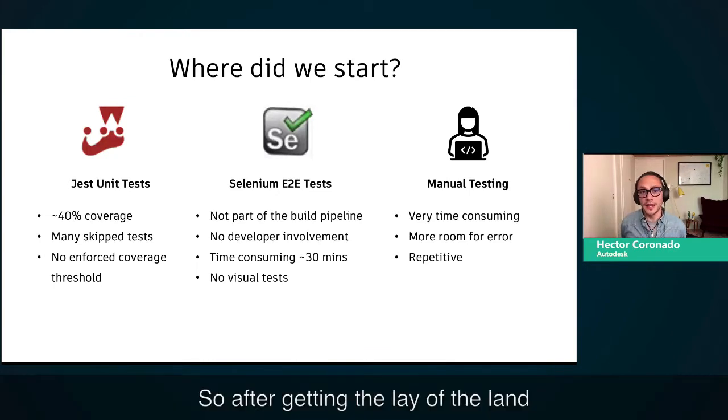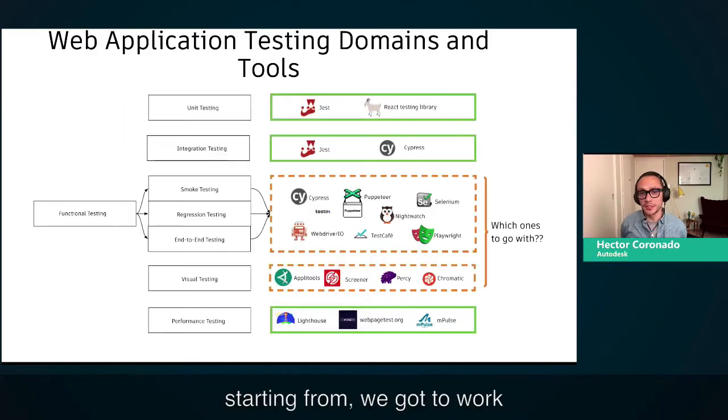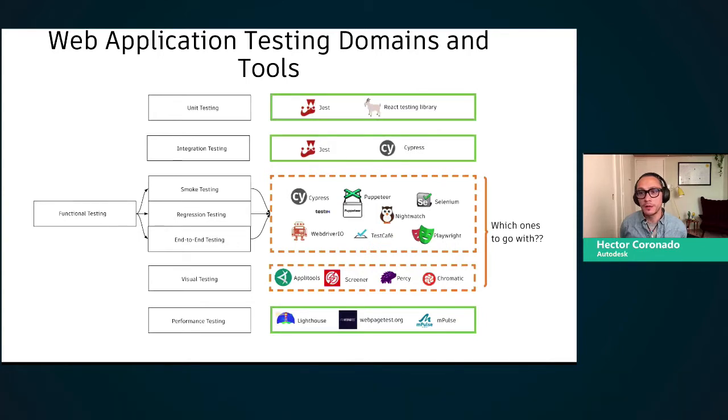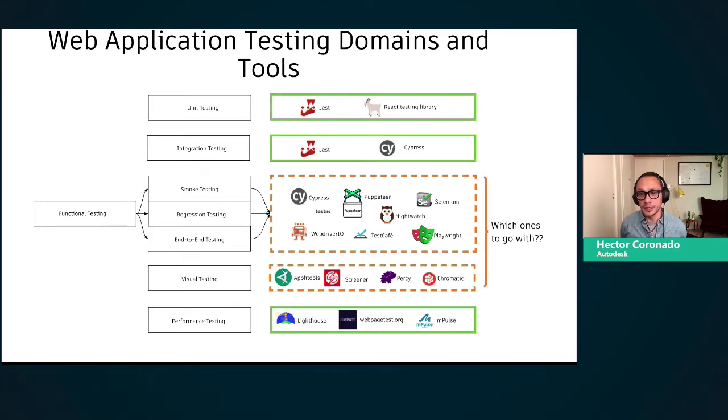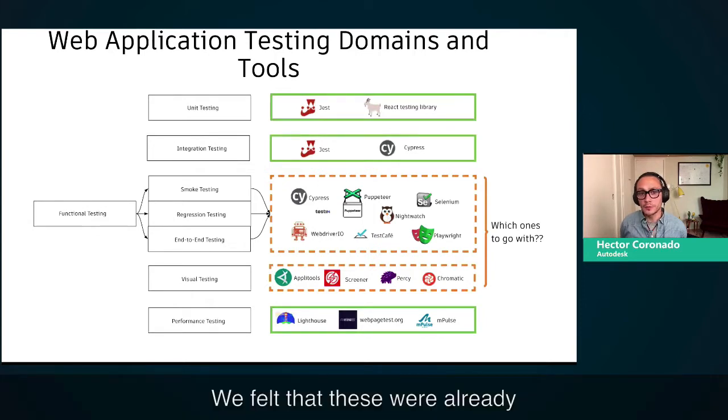So after getting the lay of the land and understanding where we were starting from, we got to work on researching what test automation tools were available to us that would check off all the requirements. We felt confident that Jest and React Testing Library would be great for our unit tests, and integration tests would be done with Jest and Cypress. We also already had performance testing and real user monitoring tools in place, namely Lighthouse, WebPageTest, and Impulse. We felt that these were already working great and were less integral to the test automation of our CI/CD pipeline.